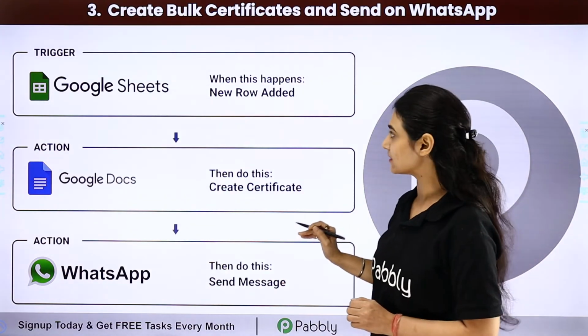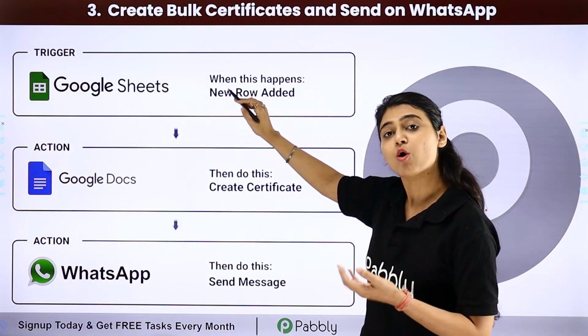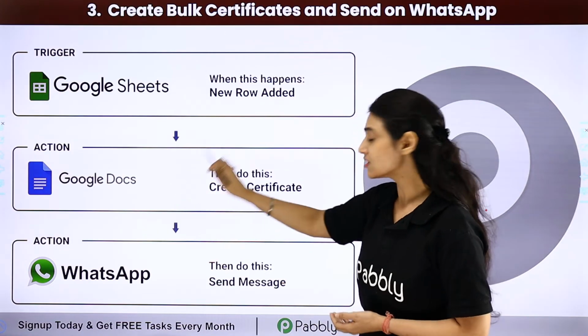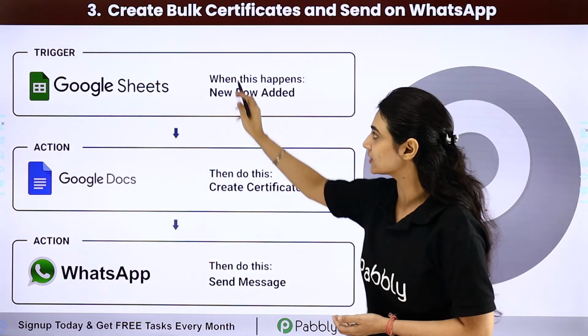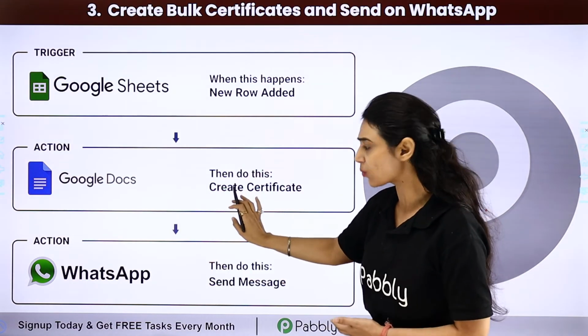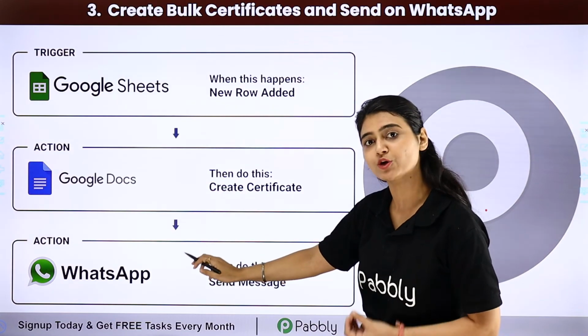Here what will happen is you can get the details, say the course name, the customer or the student's name from Google Sheets. Then with the help of Google Docs, a certificate will be created using the Google Sheet details like name and the course name, etc. Then once the certificate is ready, you can WhatsApp it to your customers or your students.